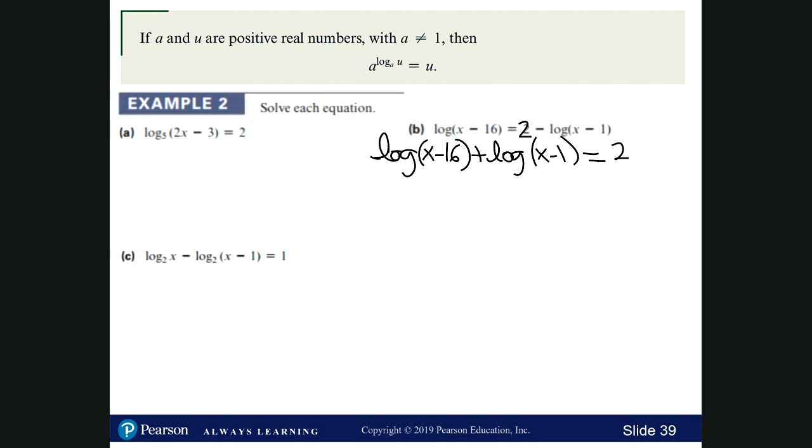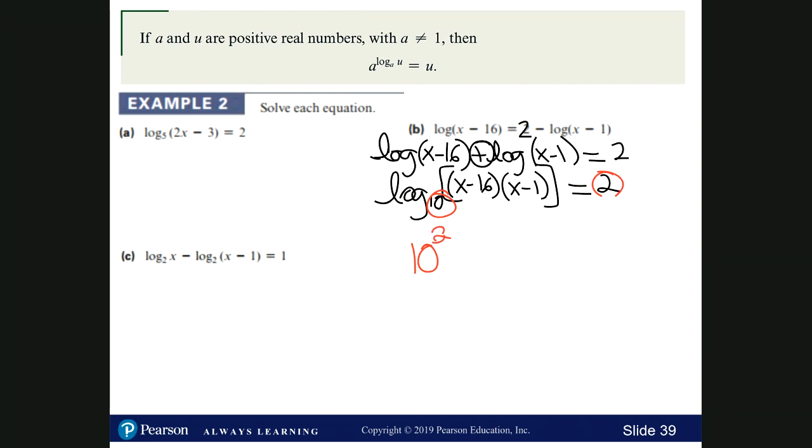Okay, so now that we have the sum of two logs, or the addition of two logs, we can condense those into one single logarithmic expression. And in this case, we're going to have base 10. And this is going to be the log of a product, x minus 16 times x minus 1 is equal to 2. Now, what I'm going to do is convert this into a logarithmic expression. I'm sorry, exponential, so it will be 10 to the power 2 is equal to the product of x minus 16 times x minus 1. So 10 squared is going to be 100.